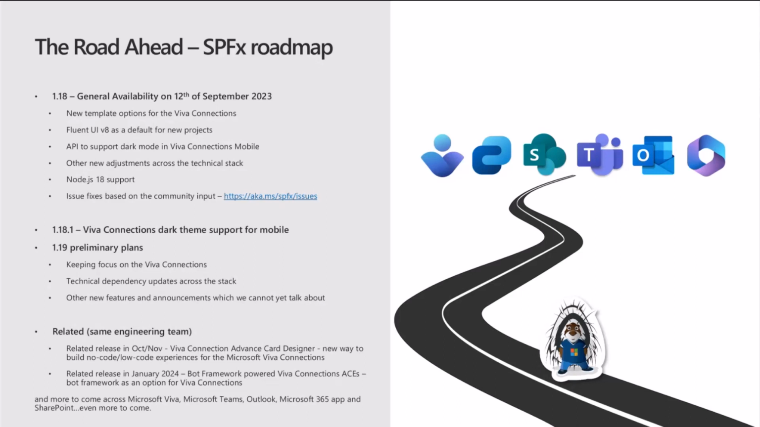And then 1.19 is still focused on Viva Connections. I will get more on the SharePoint and SharePoint portal stuff pretty soon as well. There's a lot of stuff in the roadmap as we get the engineering plates cleaned. Not SPFx related features: Viva Connections Advanced Card Designer is going to go out pretty soon to public preview, and then the bot framework part, Viva PnPjs, is a bit delayed until January 2024. Those are not SPFx, but it's the same engineering team behind them, so they are related in this bigger picture. But that's it from the engineering side.